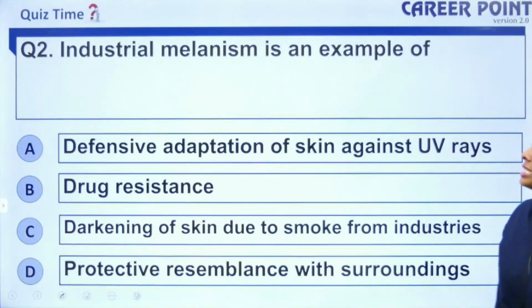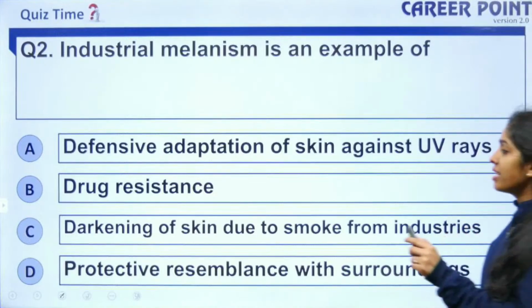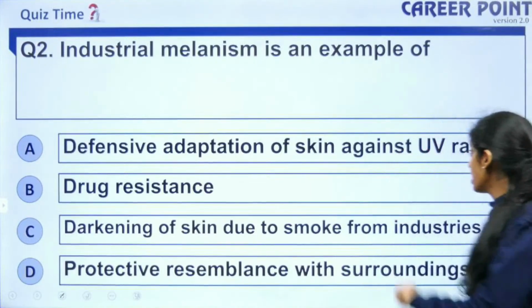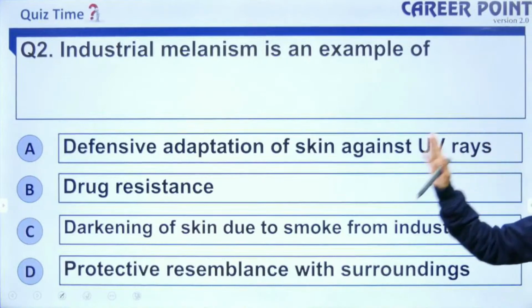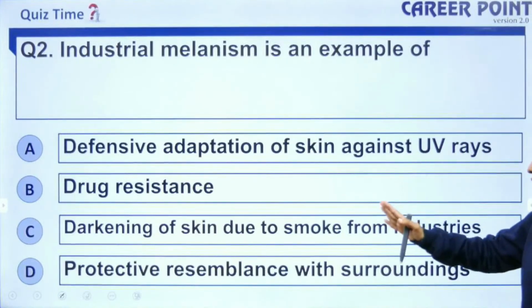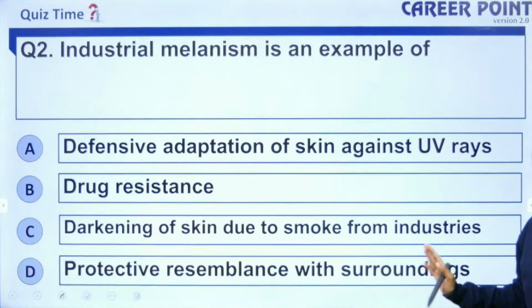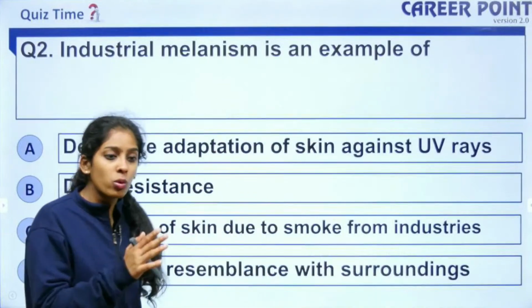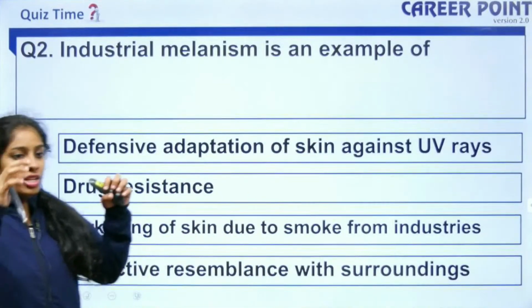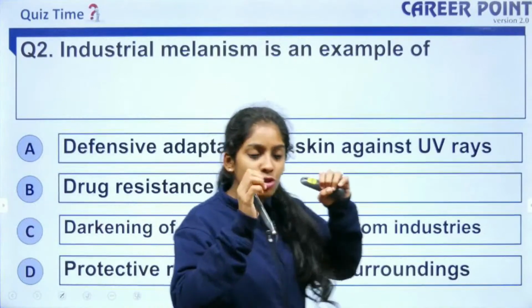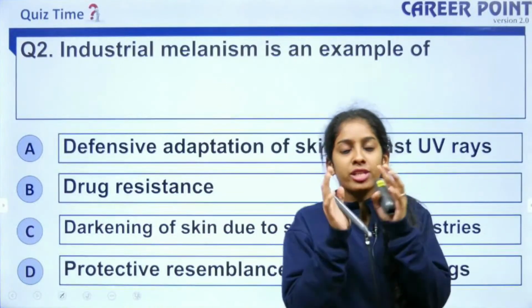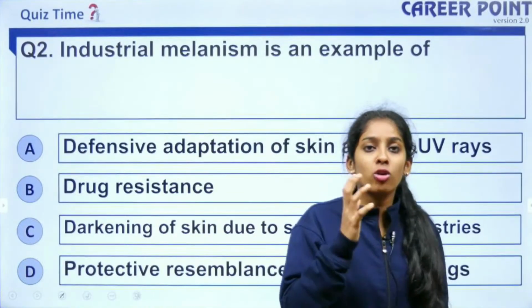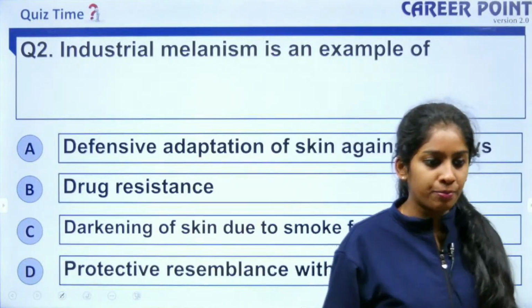Question number 2, industrial melanism is an example of which of the following? Defensive adaptation of skin against UV rays, drug resistance, darkening of skin due to smoke from industries, protective resemblance with surroundings. So Satyendra, did you understand how it is convergent evolution? The structure here is different, right? When the structure is different, the protein coding for that structure is different. So your genotype is different, okay?